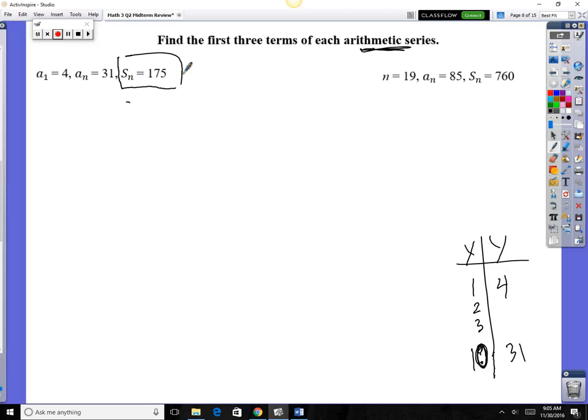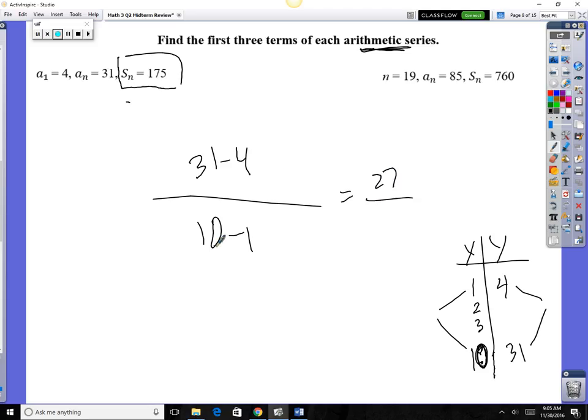So what you need to know is you've got to figure out how much is changing every time. So we're going to do rise over run. So 4 to 31. So if we do 31 minus 4 and we divide that by 10 minus 1, on the top, 31 minus 4 gives you a 27. On the bottom, if you do 10 minus 1, the difference is 9. So if we do rise over run, 27 divided by 9, that is 3. So that is your slope.